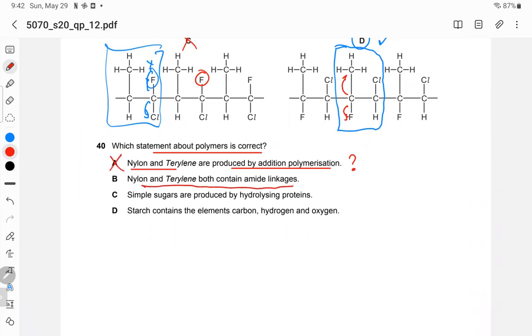Nylon and terylene both contain amide linkages. Wrong. Nylon contains amide, terylene contains polyester, ester linkages. Simple sugars are produced by hydrolyzing proteins. No, sugars are produced by hydrolyzing cellulose, starch, glycogen. Starch contains the elements carbon, hydrogen, and oxygen. Yes, very good. This statement is correct because starch is the polymer of glucose, and the simple sugars contain only carbon, hydrogen, and oxygen. Oh, sorry, I marked it wrong. It's a correct answer. Is this clear to everyone?